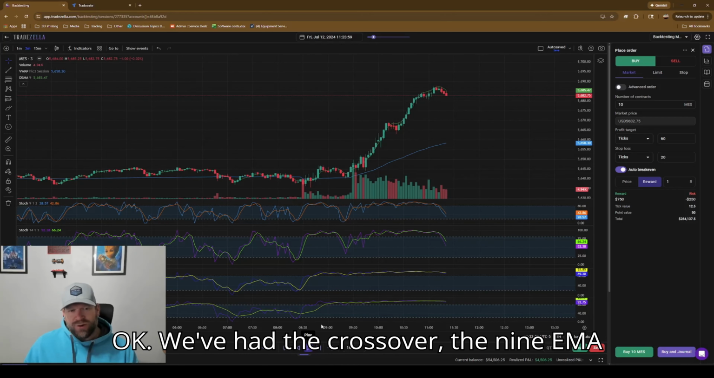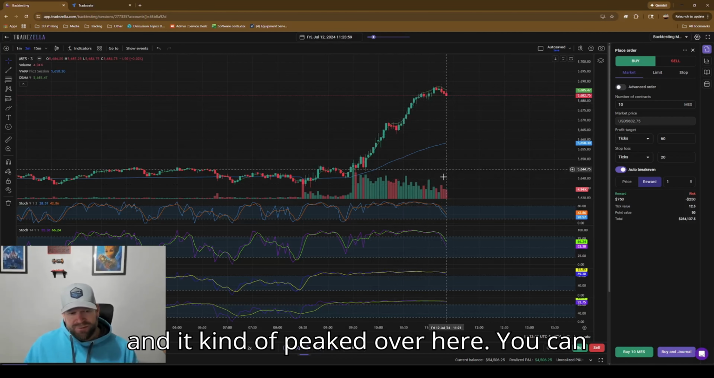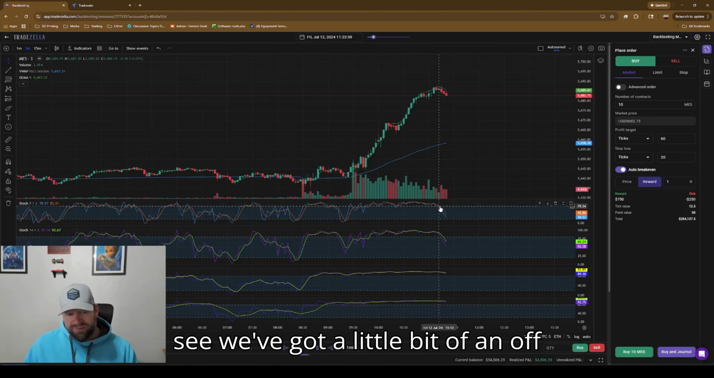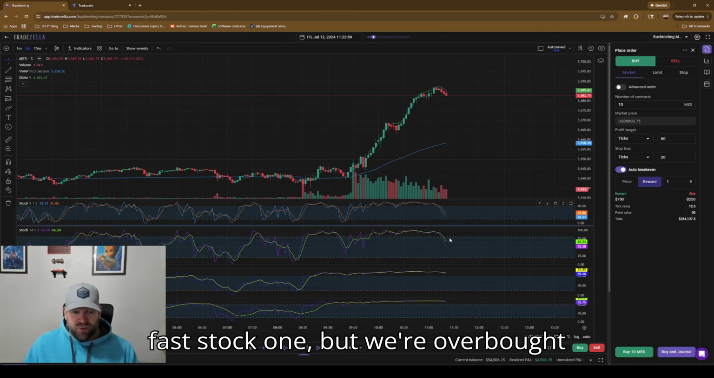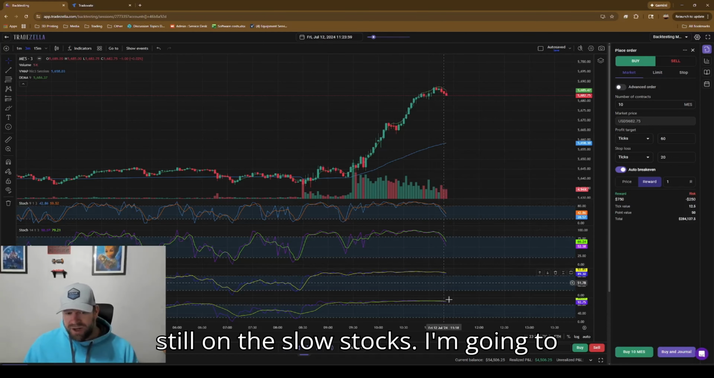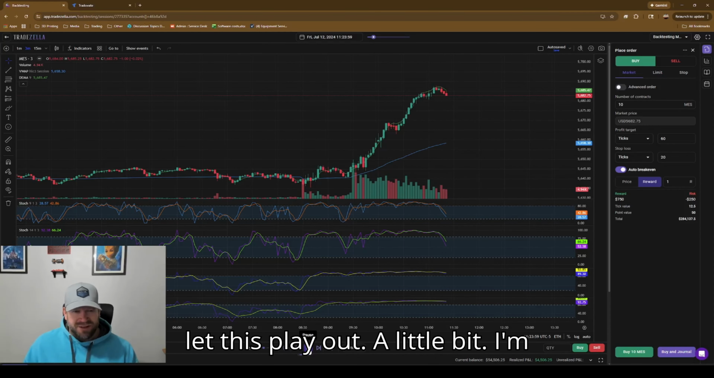Okay, we've had the crossover of the 9 EMA and it kind of peaked over here. You can see we've got a little bit of an off ramp. We're almost approaching oversold conditions on the fast stocks, but we're still overbought on the slow stocks. I'm going to let this play out a little bit.